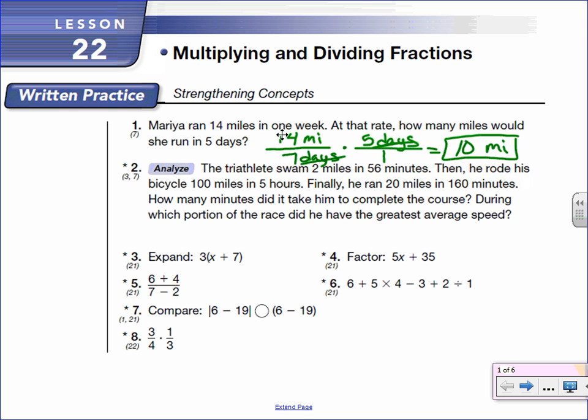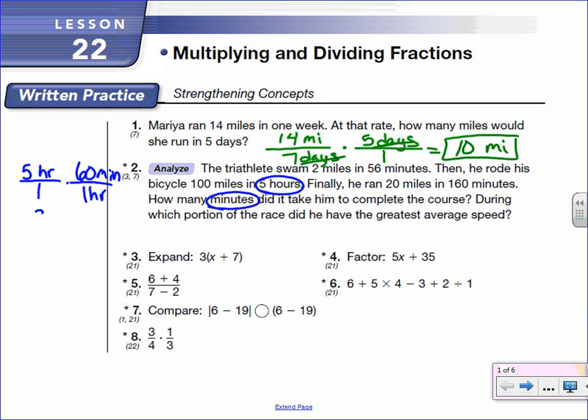The triathlete swam 2 miles in 56 minutes. Then he rode his bicycle 100 miles in 5 hours. Finally, he ran 20 miles in 160 minutes. How many minutes did it take him to complete the course? So everything in terms of time is given in minutes except for 5 hours. So we need to convert 5 hours. And we know that there is 1 hour in 60 minutes. So we know that we multiply 5 times 60.